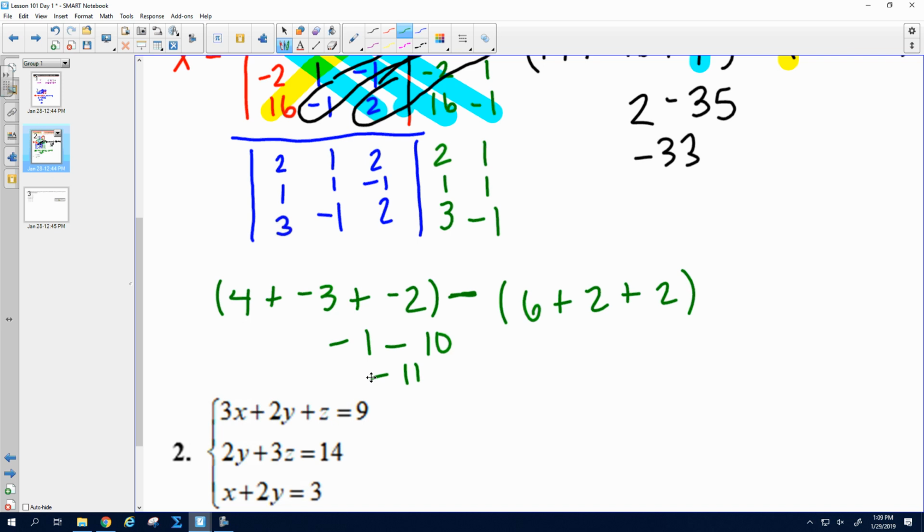So that's the denominator, all right? So I have negative 33 divided by negative 11. This is what x is equal to. So x is equal to positive 3.